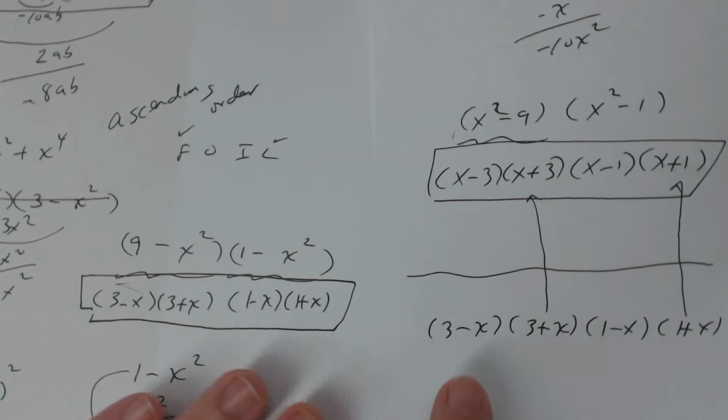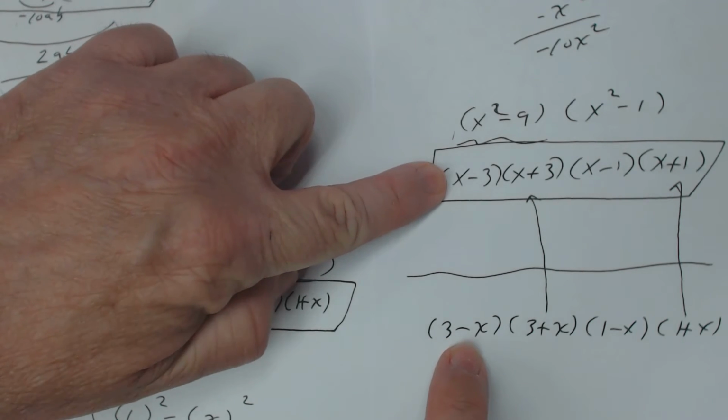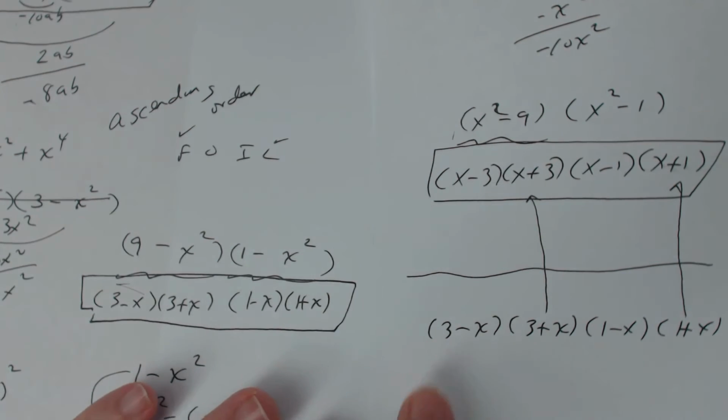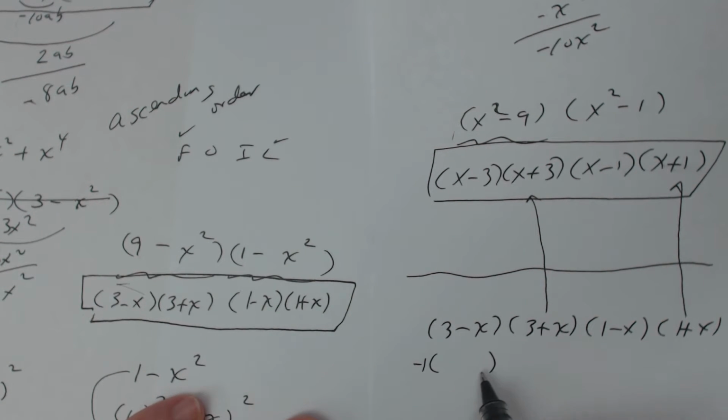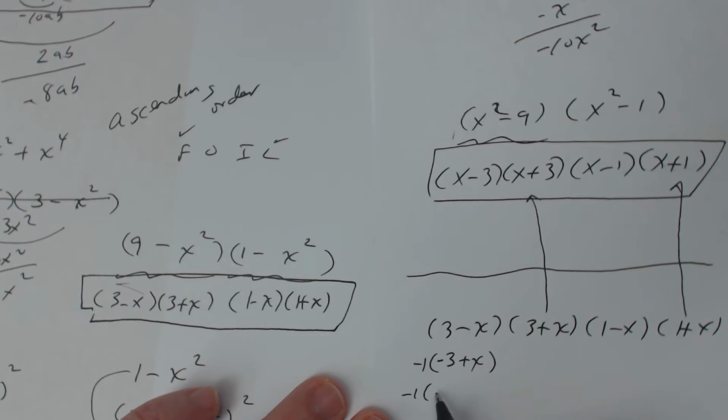All right, so remember, 3 minus x and x minus 3 are opposites. That means if I factor out a negative 1 from here, I get negative 1 times a negative 3 plus x. Negative 1 times negative 3 is 3. Negative 1 times a positive x is a negative x. And I can rewrite this as negative 1 times x minus 3. Okay, so notice the x minus 3 is here. And over here, same thing.